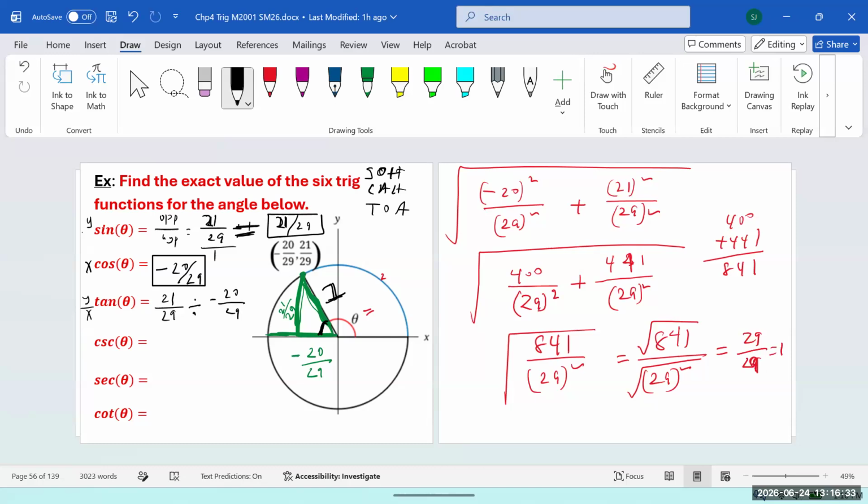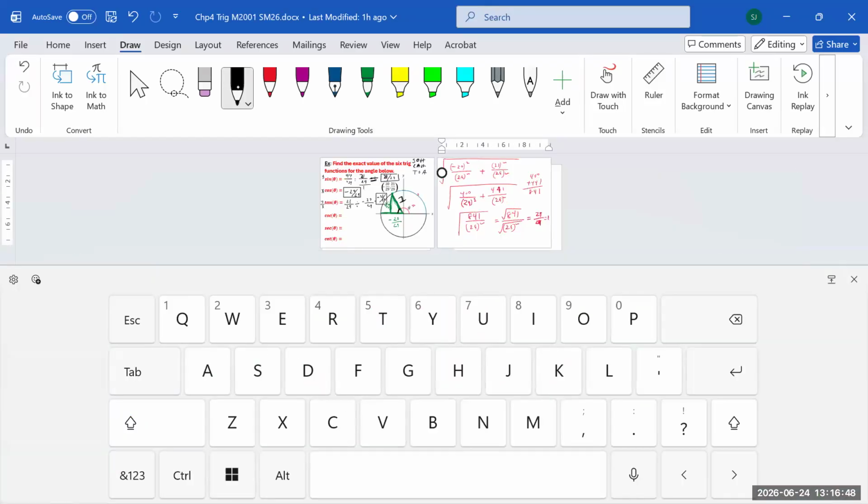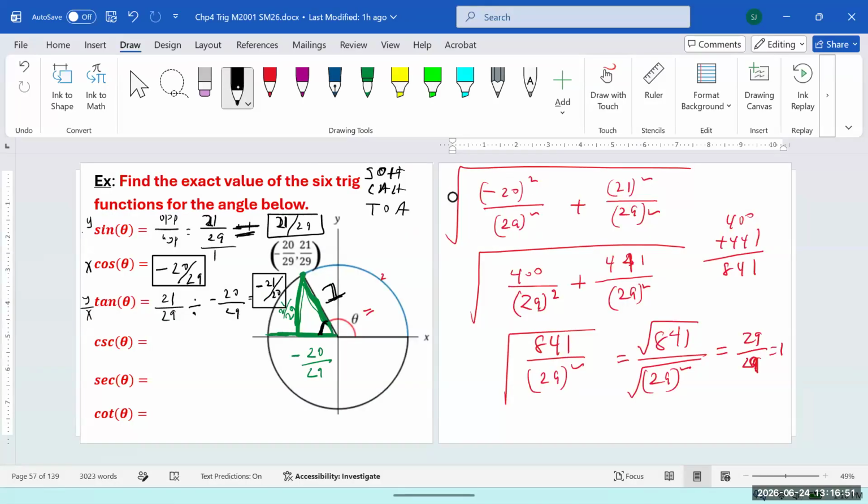Keep, change, flip. That cancels the 29. So the answer should be -21/20. Maybe I should get a page here to do the math. Actually, I don't, because once you have sine, cosine, tangent, that's it. Here the rest three. Cosecant must be, it's the same, just flip it. 29/21. It's the opposite of sine.